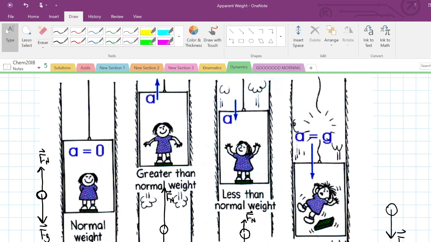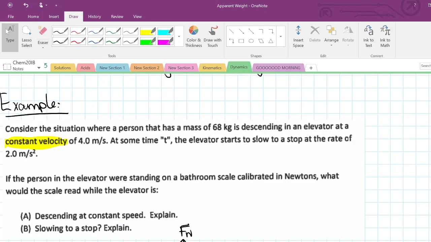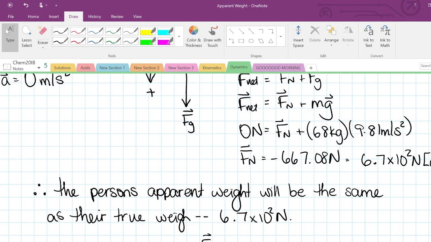Remember this diagram that we had up here? When acceleration is 0, the apparent weight is going to equal the true weight because the force normal is equal to the force gravity. So that means that if the person's force normal is 6.7 times 10 to the 2 newtons, their apparent weight is going to equal their true weight, and their apparent weight is going to equal 6.7 times 10 to the 2 newtons.